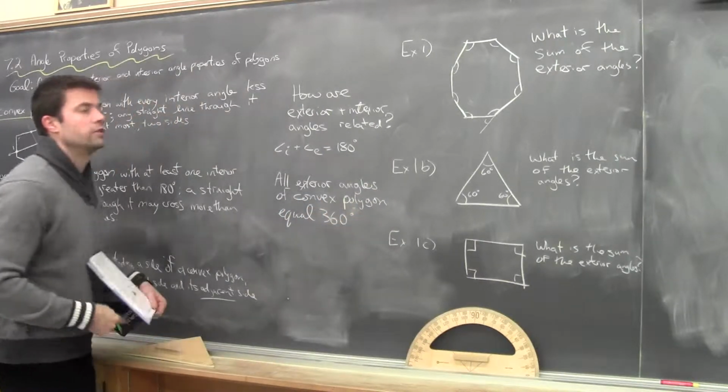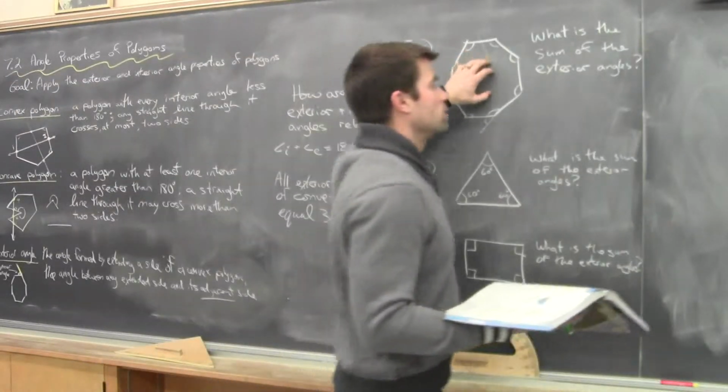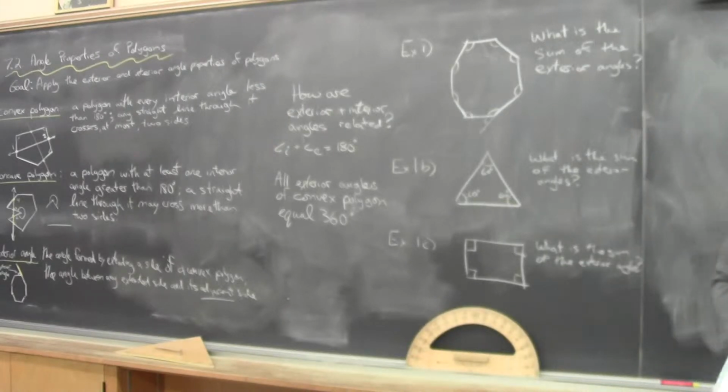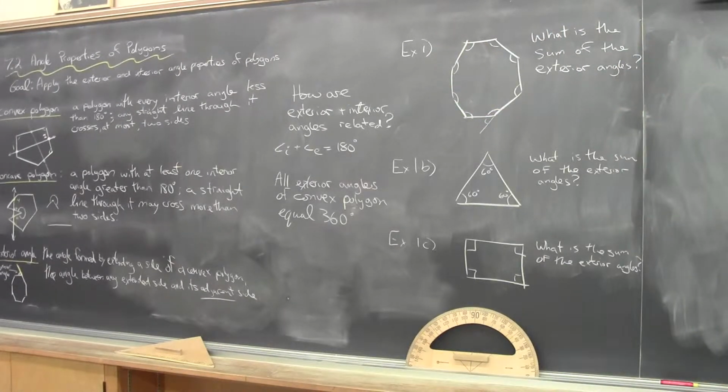Very important that you guys know that and understand that. So even though we have an octagon here, we have 8 sides, its exterior angles are all going to be the same sum as a triangle. Okay, hopefully we'll see that when we go through these examples.